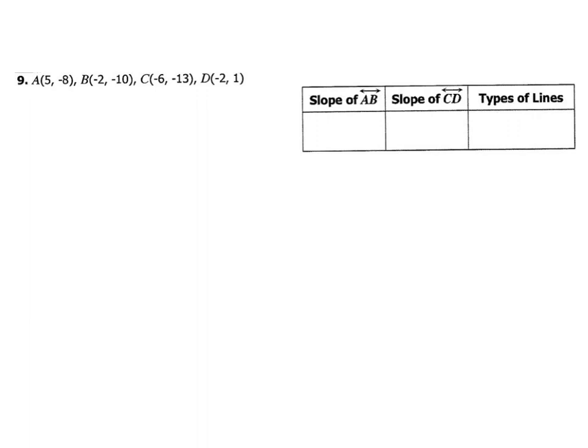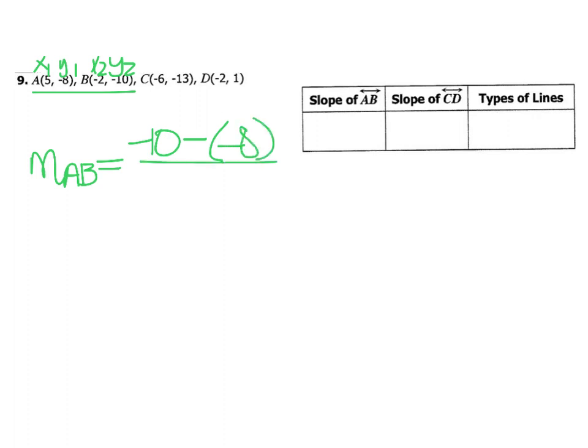All right, so number 9, this one's a little bit unique, and that's why I wanted to do it with you. So we want to start out just like the other ones. Find the slope of AB. Call it x1, y1, x2, y2. Plug it into our slope formula. So we're finding the slope of AB, y2 minus y1 over x2 minus x1.